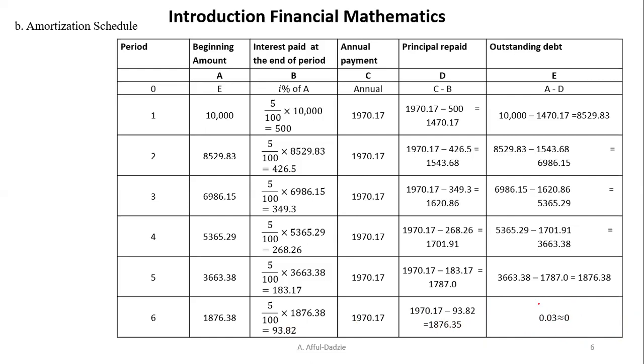So at the end of the 6th year, we should have exhausted our loan amount. Given that we started with 10,000, at the end of the 6th year, we have finished paying off the 10,000. Please, any question?